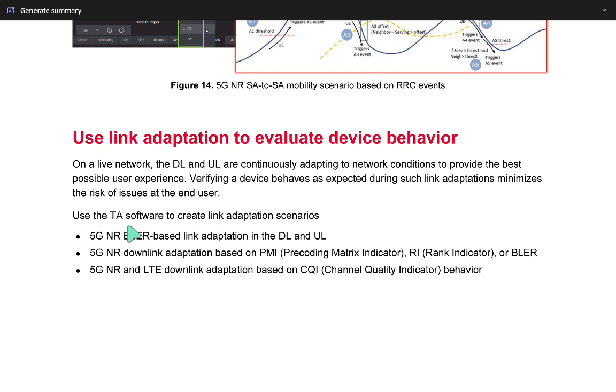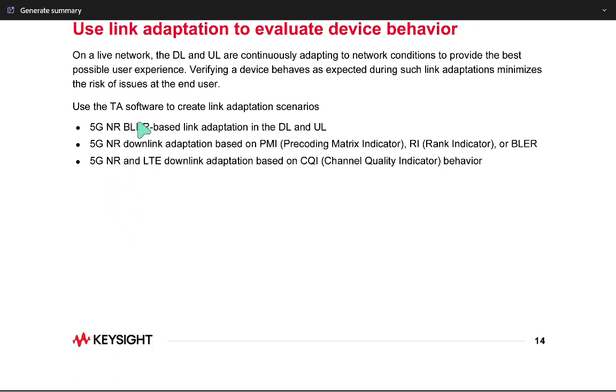Use the TA software to create link adaptation scenarios. 5G NR BLER-based link adaptation in the DL and UL. 5G NR downlink adaptation based on PMI (precoding matrix indicator) and RI (rank indicator), or BLER. 5G NR and LTE downlink adaptation based on CQI (channel quality indicator) behavior.